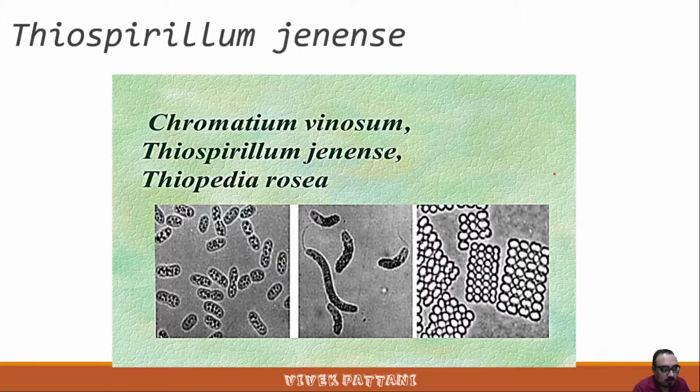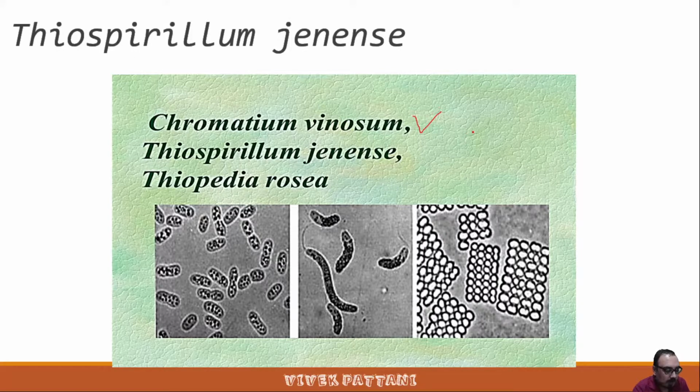Now these are the various photographs of other species also, which contains Chromatium venosum. This one, Chromatium venosum, belongs to the family Chromatiaceae, and the family contains purple sulfur bacteria, and the cultures appear orange brown to purple violet.